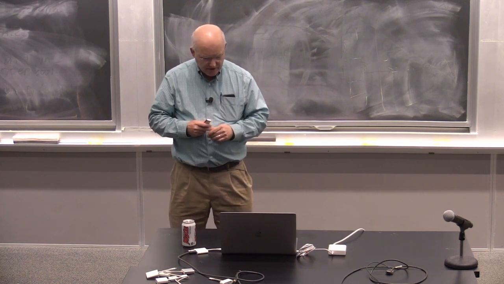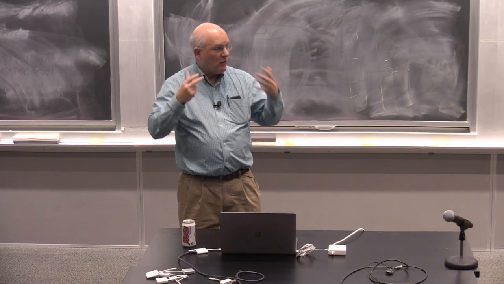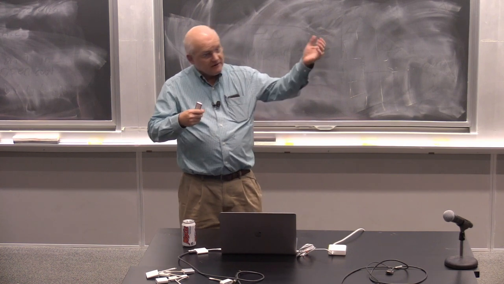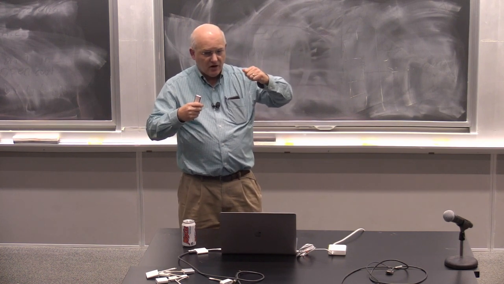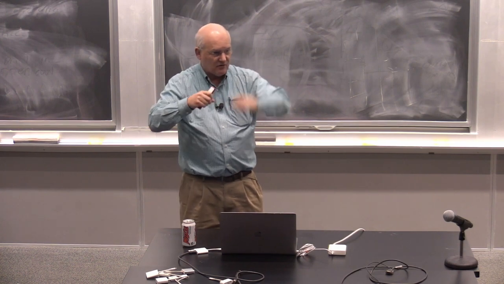Good. The other thing is, it turns out that Peterson's algorithm guarantees starvation freedom. So while Bob wants to execute her critical section, Bob cannot execute his critical section twice in a row and vice versa. Okay? So it's got the property that, one of the things that you might worry about is, Alice wants to go and then Bob goes a gazillion times and Alice never gets to go.